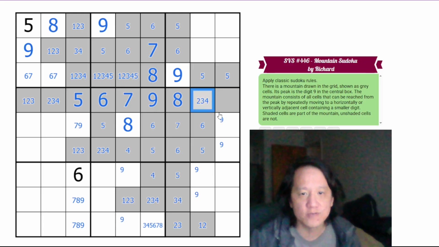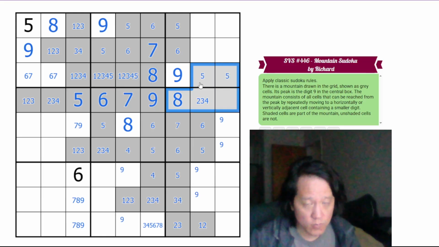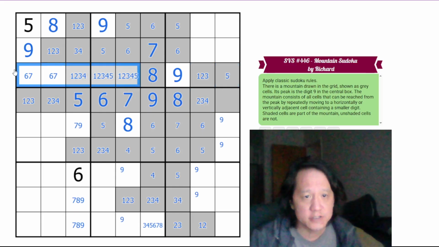So this is 2, 3, 4. This technically, okay, so to get here, this must be smaller than this. So it's 1, 2, 3. This cannot be 5. This can't be 5. Where is the 5 then in row 3? It has to be one of these two. So this can't be 5 here.